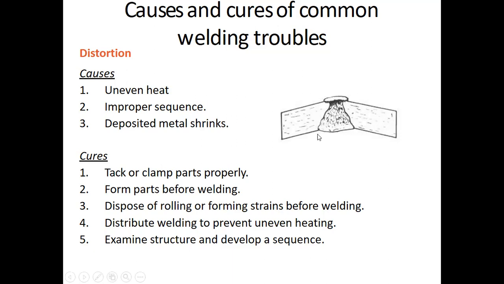Those strains which are already there, rolling or forming strains, will cause problems as distortion when you're trying to weld them, right? Because there are stresses inside, residual stresses, because of those initial mechanical processes. Examine the structure and develop a sequence, right? To avoid this improper sequence, you can have a proper sequence of how to weld and where to weld, etc.